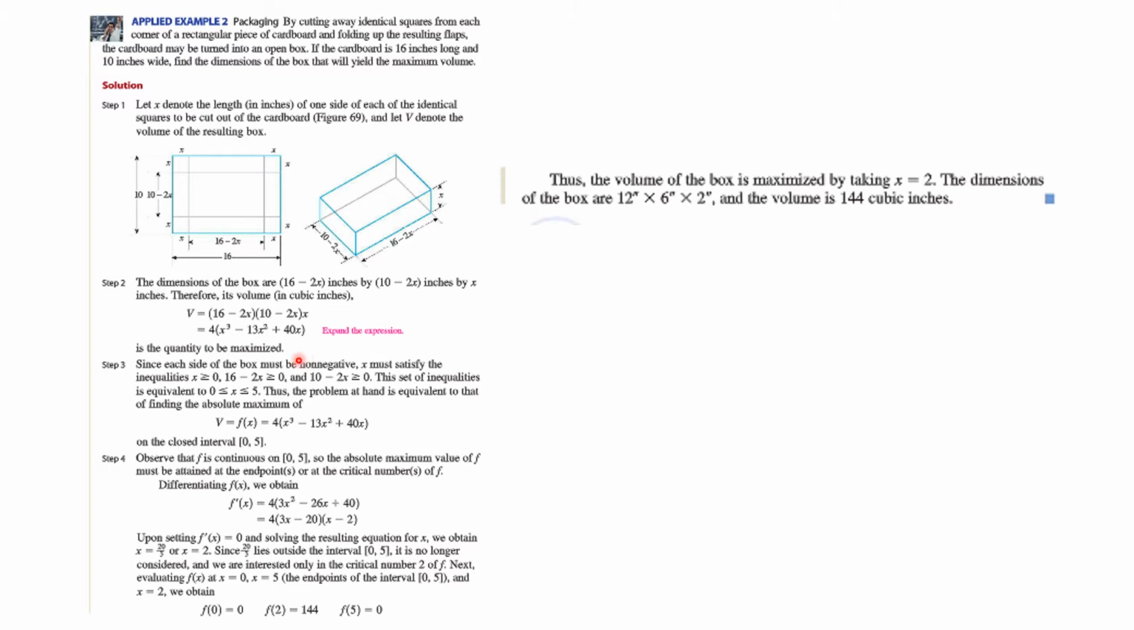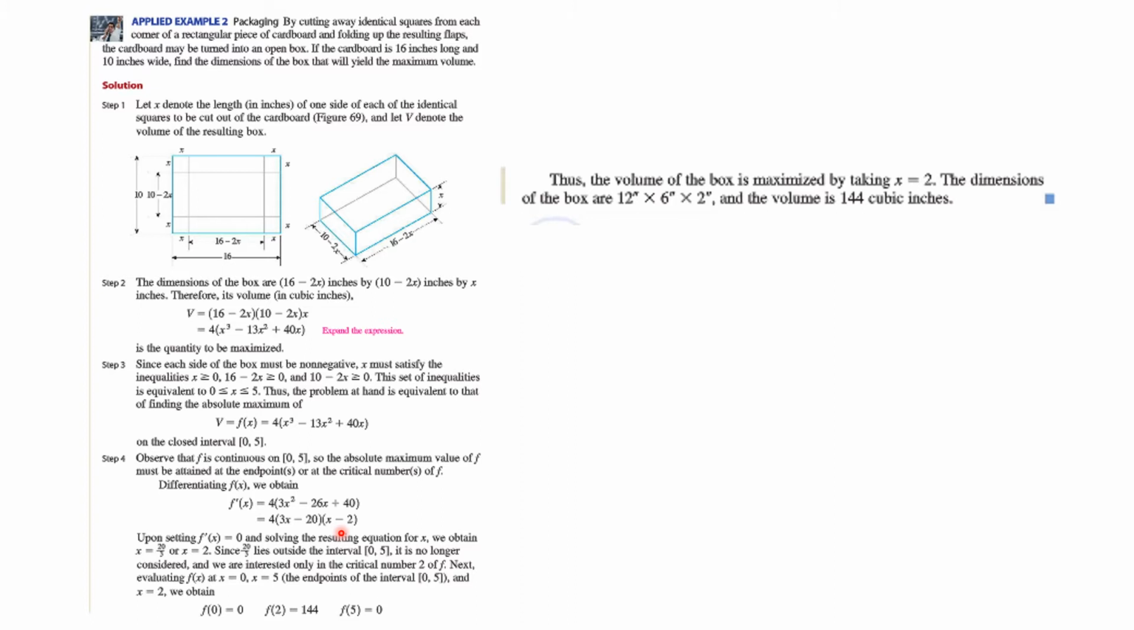So what we're going to do, and I talked about why it is between 0 and 5, it's continuous on 0 to 5, so the absolute maximum will happen at the endpoints or at a critical number. So if we take the derivative of this, we find that this is the derivative, and we're going to set it equal to 0, so I will factor it again. Make sure you can follow these calculations.